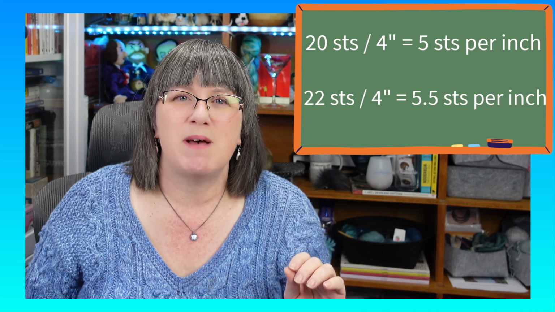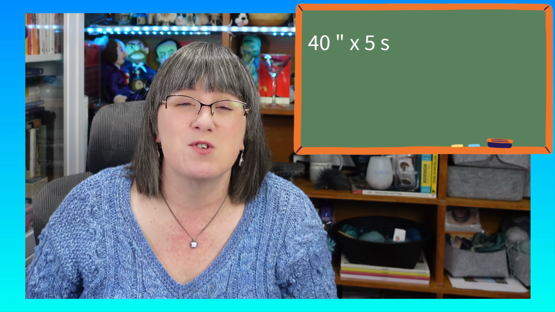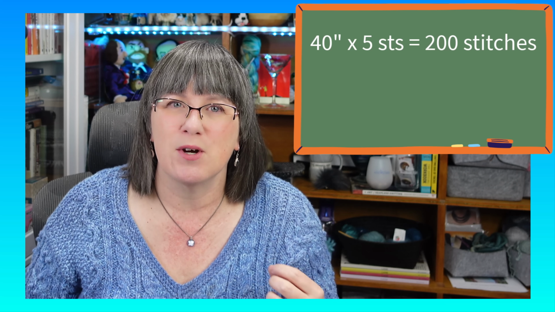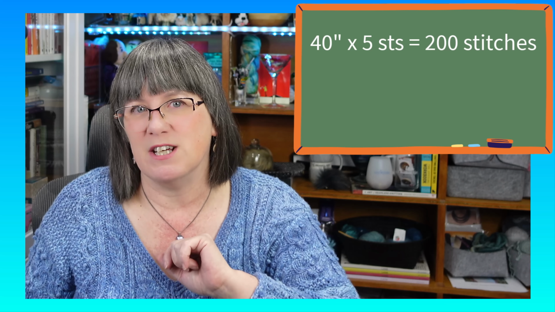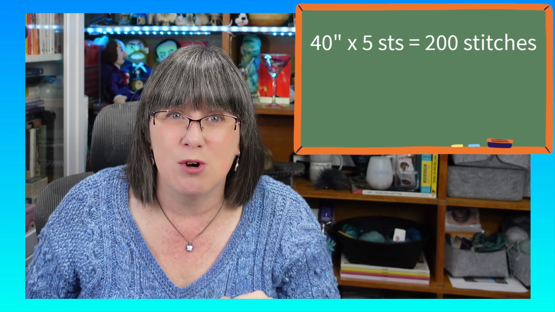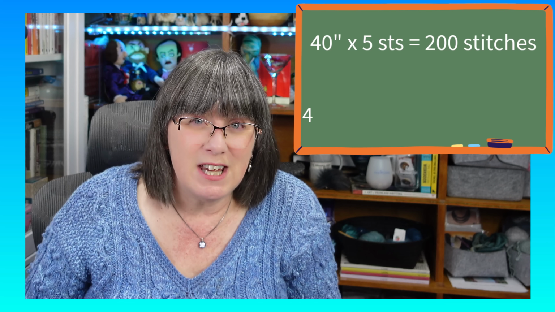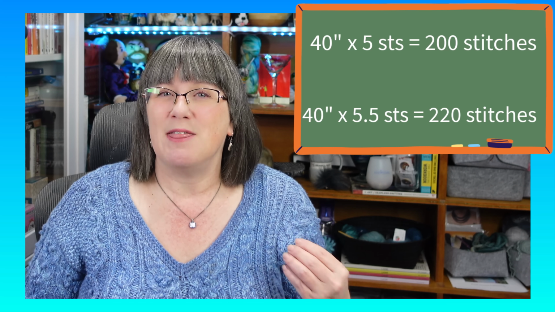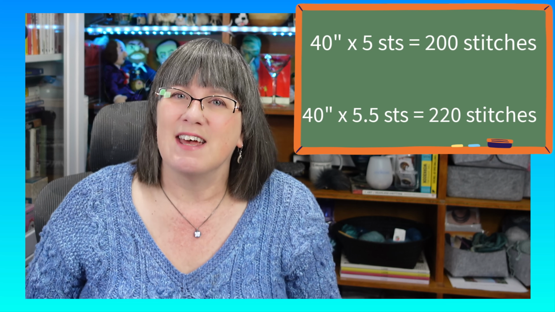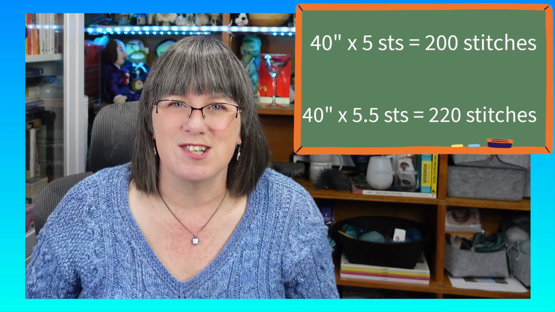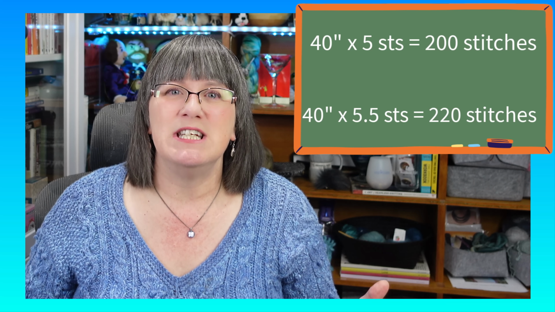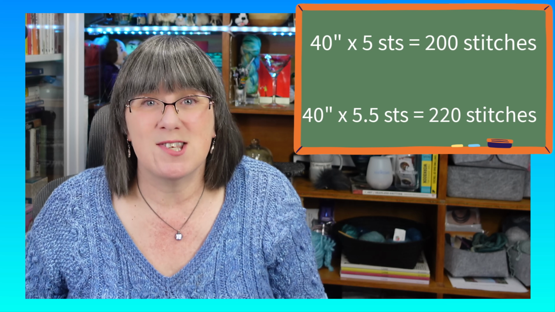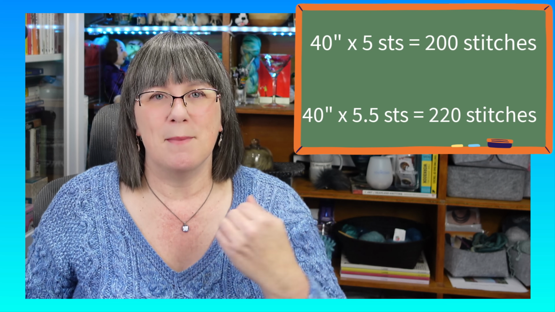Here's an example. If the pattern's finished bust circumference is 40 inches and the pattern gauge is 5 stitches per inch, multiply that by 40 inches and you get 200 stitches total. If my personal gauge is 5.5 stitches per inch, I can multiply that by 40 inches and I get 220 stitches. Boom! Just like that, we need 220 stitches instead of 200 for the same size outcome at my or your personal gauge.